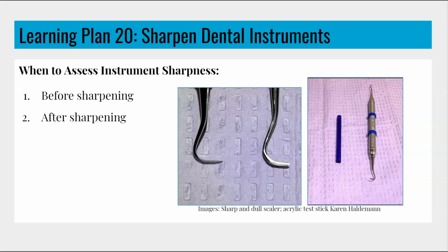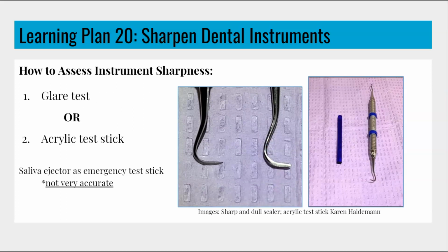Assess sharpness both before and after sharpening. The glare test or the acrylic test stick is used to assess instrument sharpness or dullness. Using a saliva ejector is not recommended, but it can be used in an emergency. During your sharpening evaluation, you will use the glare test and the acrylic test stick.